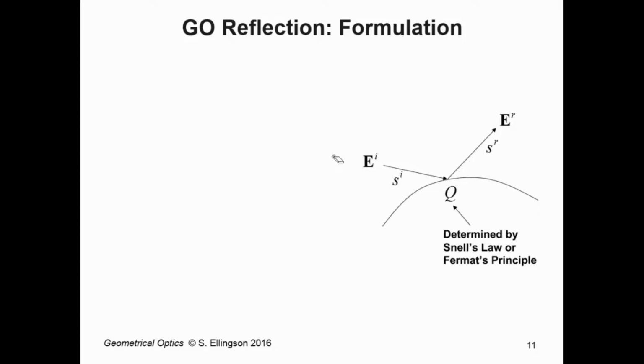So here's a scenario. I'll call the incident geometrical optics field E super I, the reflected geometrical optics field E super R, the distances SI and SR respectively. I'll also call the directions of incidence and reflection S hat I and S hat R. The point of reflection, I will give the name big Q. Big Q can be determined by Snell's law or by Fermat's principle. It's the stationary phase point. All 3 of those ideas are equivalent.